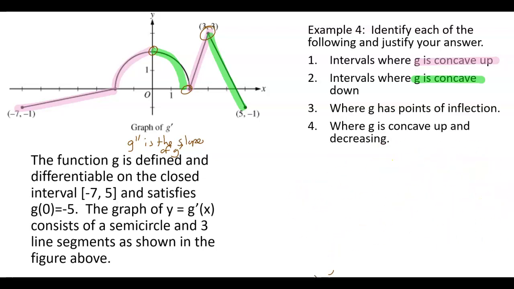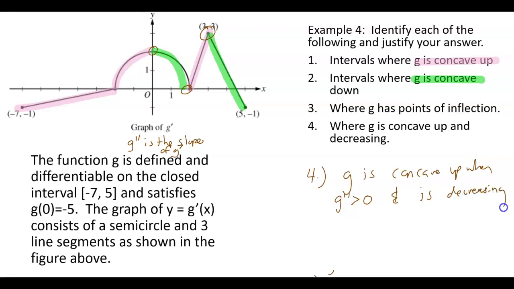Sometimes they'll ask a question like this where they'll say, not only do I want to know where it's concave up, but I also want to know where it's decreasing. So G is concave up when G double prime is positive, which we've already said, and is decreasing.